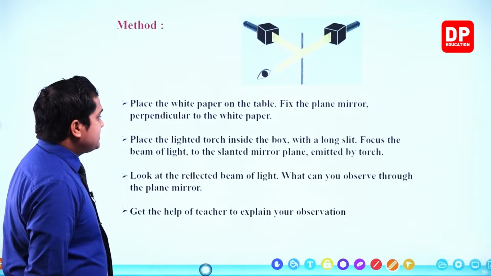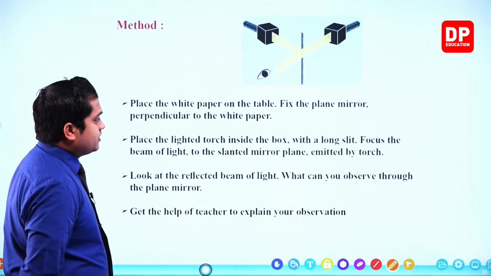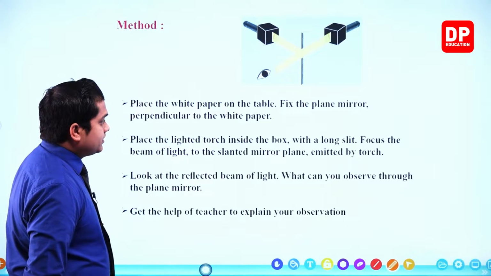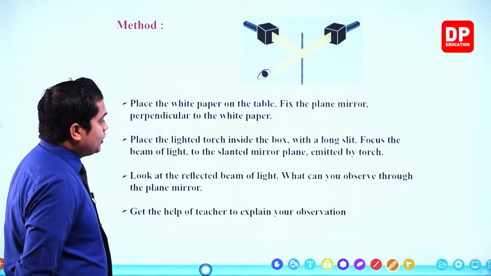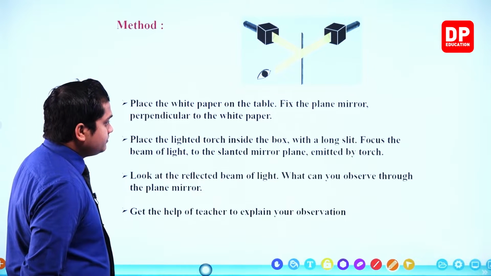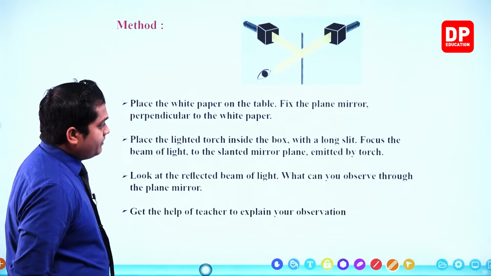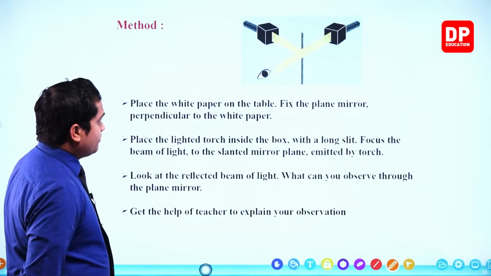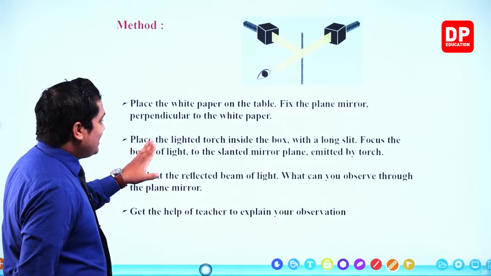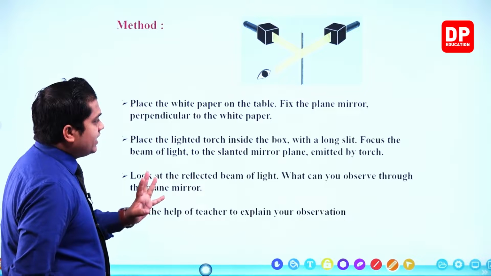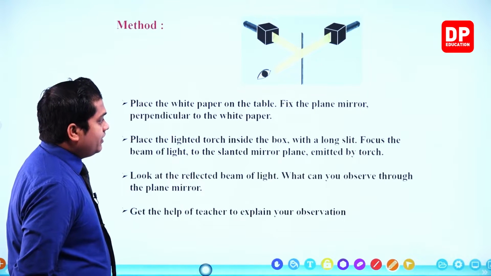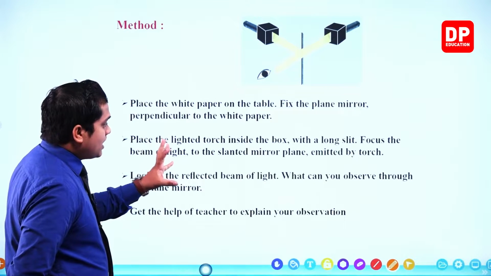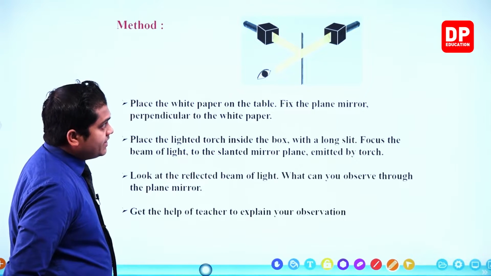Next, place the lighted torch inside the box with a long slit. Then focus the beam of light emitted by the torch onto the slanted mirror plane. So according to the figure, my dear children, you have to place the lighted torch inside the box, then with a long slit, focus the beam of light emitted by the torch onto the slanted mirror plane.